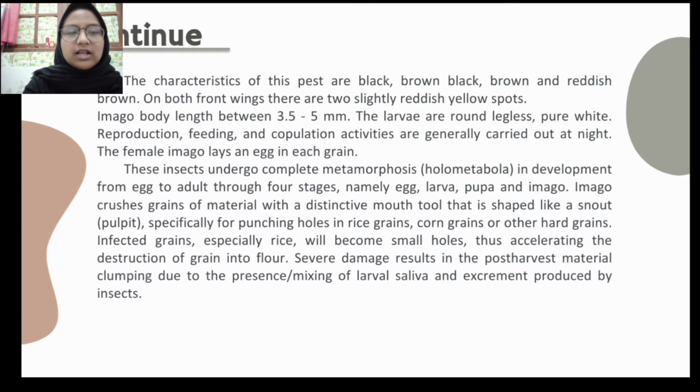Reproduction, feeding, and copulation activities are generally carried out at night, and the female imago lays an egg in each grain. These insects undergo complete metamorphosis in development from egg to adult through four stages, namely egg, larva, pupa, and imago. Imago crushes grains of material with a distinctive mouth tool that is shaped like a snout, specifically for punching holes in rice grains, corn grains, and other hard grains. Infected grains, especially rice, will become small holes, thus accelerating the destruction of grain into flour. Severe damage results in the post-harvest material clumping due to the presence or mixing of larva saliva and excrement produced by insects.